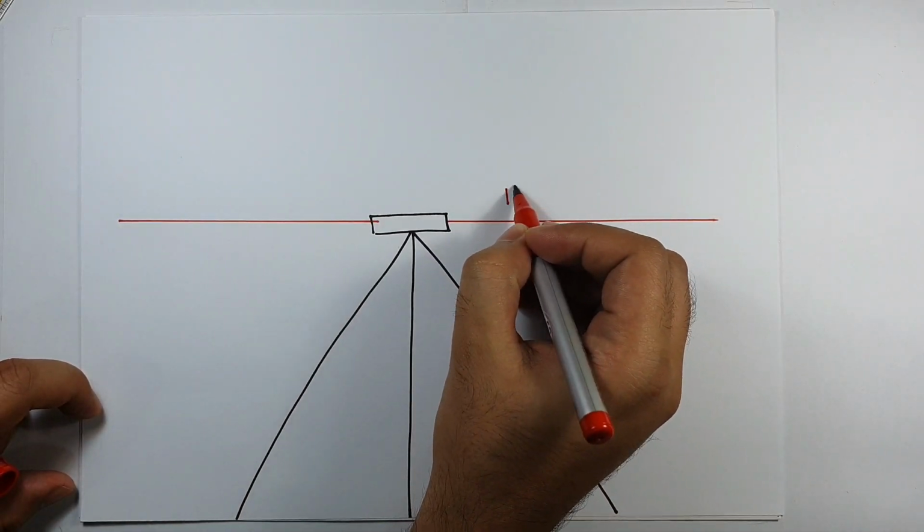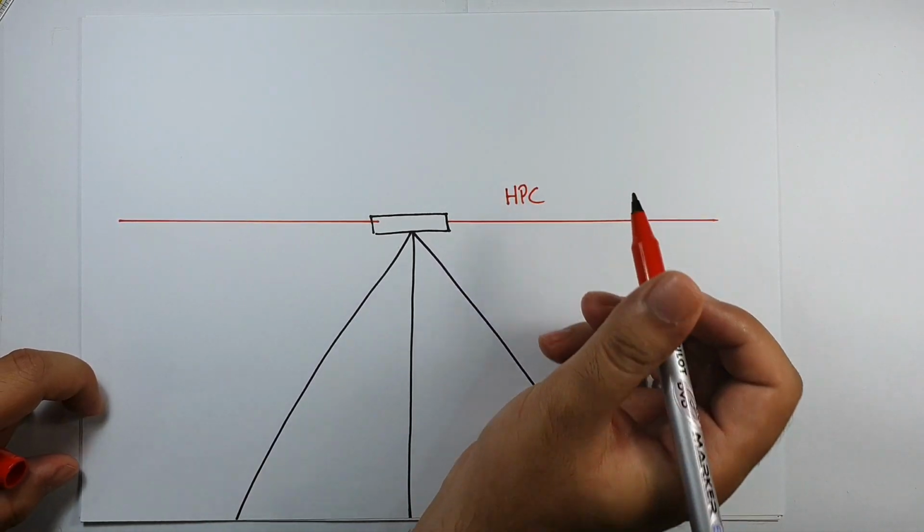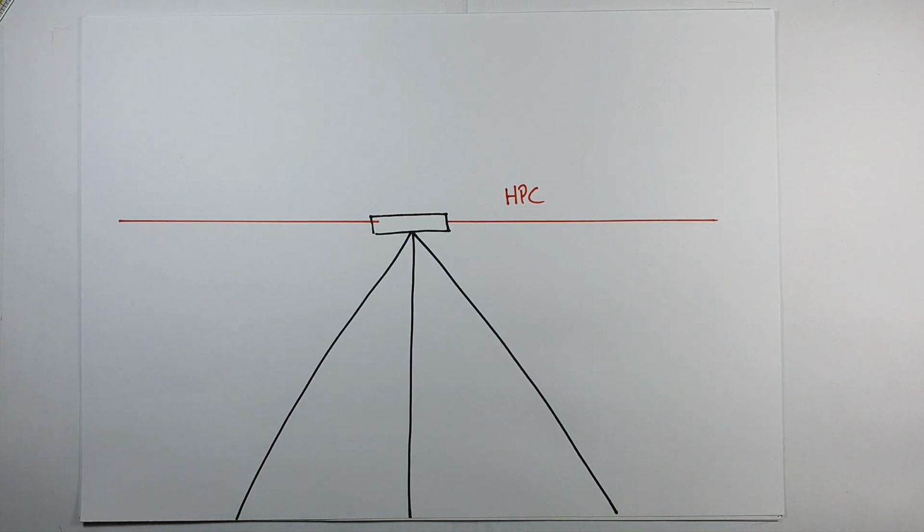This line is called HPC. In the coming videos we will be explaining the definitions of HPC and the backside, foresight, and all other needed definitions to continue. In this video we'll be talking only about the concept of it. So how can I use this line to find the vertical distances or the elevations or the reduced levels?